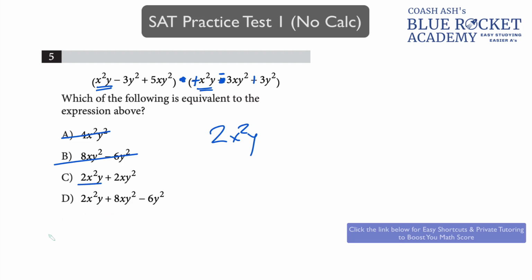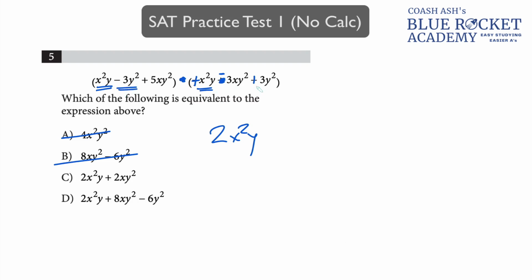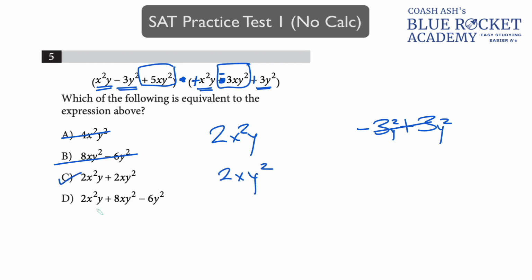2x squared y. The next step is you've got negative 3y squared and you've got positive 3y squared. So negative 3 plus 3, right? And they're both y squareds. So they cancel out because 3 minus 3 is 0. So you get 0y squared, so there's nothing left. And then you've got 5x squared minus 3xy squared. Obviously, this is the correct one to choose, not this, because it looks the same, right? Xy squared. So 5 minus 3 is equal to 2. So you've got 2xy squared, and so therefore C is your answer.